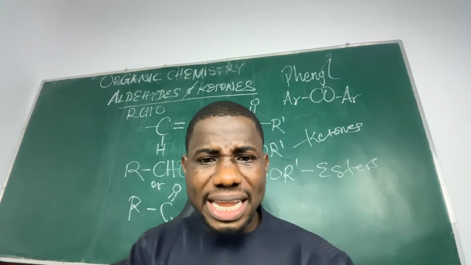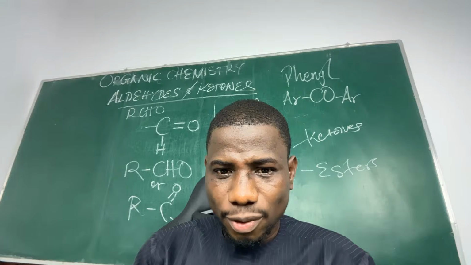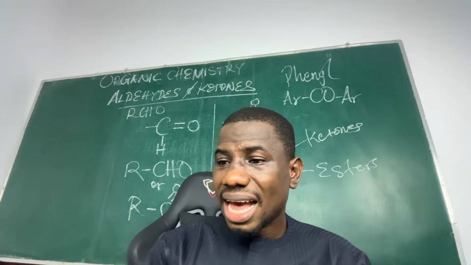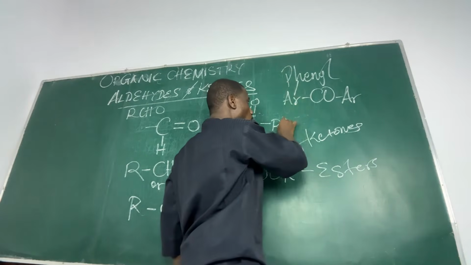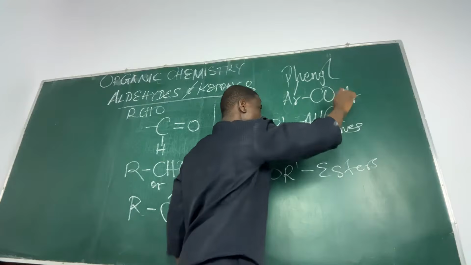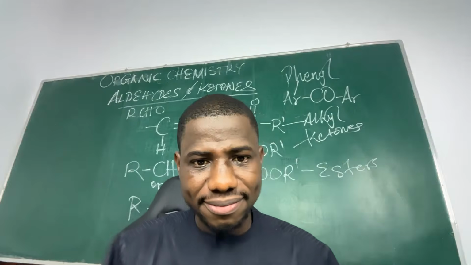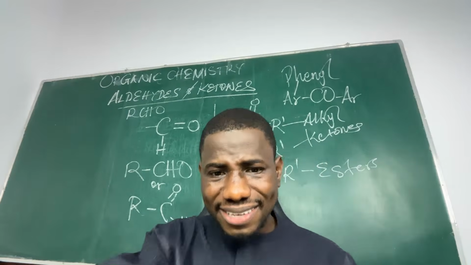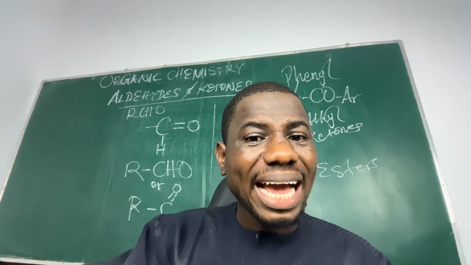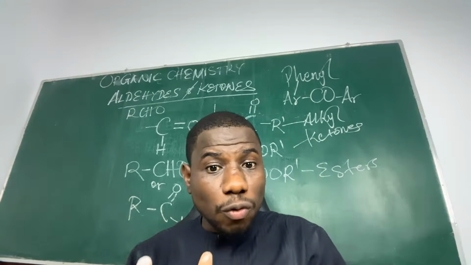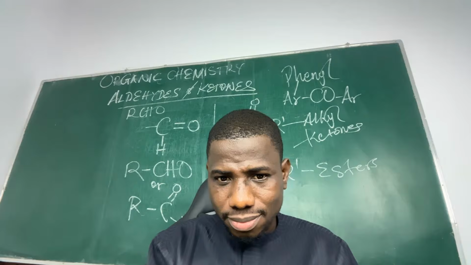But now we are using R because we are referring to the aliphatic and not the aromatic, where R is serving as an alkyl group. This one is serving as phenyl group, while this is serving as a what? Alkyl group. A-L-K-Y-L, alkyl group. Very, very important. So that is why I said that a ketone is an organic compound containing a carbonyl group that is attached to two phenyl or alkyl groups. Are you with me?